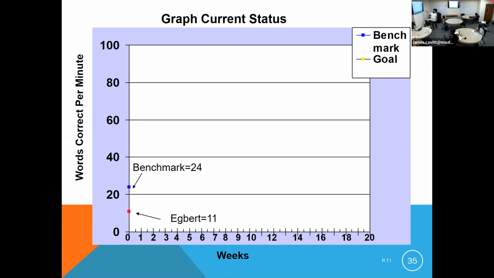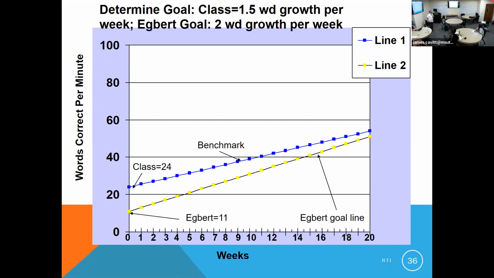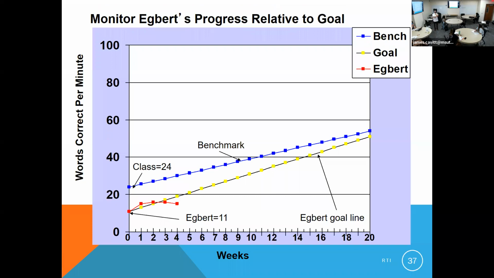Let's look at Egbert. Remember Egbert from the beginning of this? So we have a benchmark of a class at 24. Egbert is at 11. This is the benchmark goal line in blue. The yellow is Egbert's goal line, what his trajectory of learning is. Okay? Very similar to what I said about Steve. This is what we see with Egbert. We see this kind of progress. He gets better and then drops off. That's pretty typical of a student with a learning disability.